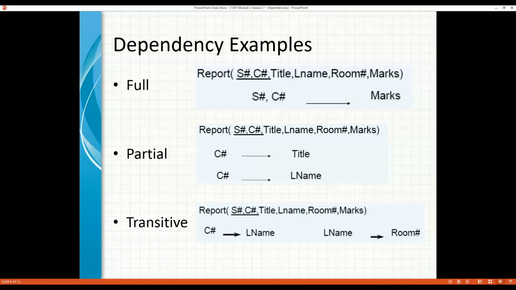For a partial dependency, using the same schema, we see that we have title and last name. Now the title and last name for the course depends on the course number, but this has no connection to the student number.